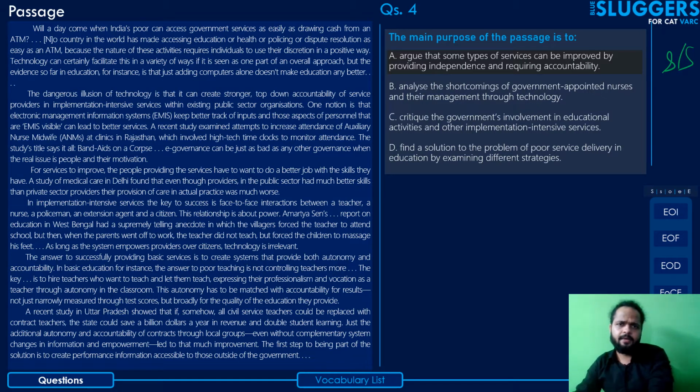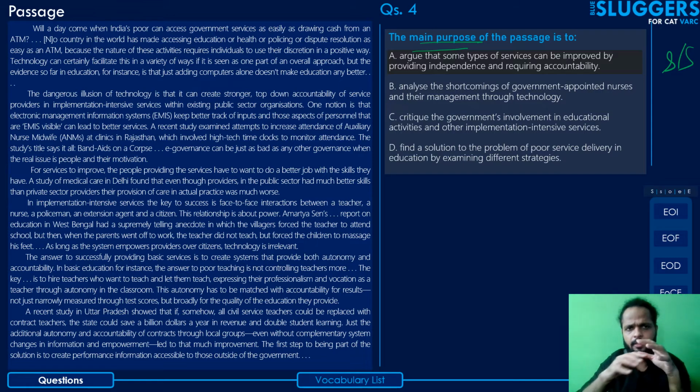Next one. Option B says analyze the shortcomings of government appointed nurses and their management through technology. And we're talking about the main purpose. The government nurses, and moreover government appointed nurses, have been talked about only as part of one study, and even in that case they are the auxiliary nurse midwives, ANMs, and that study has been given just as an example. It's not the core point. The core discussion is not about the shortcomings of just the government appointed nurses.